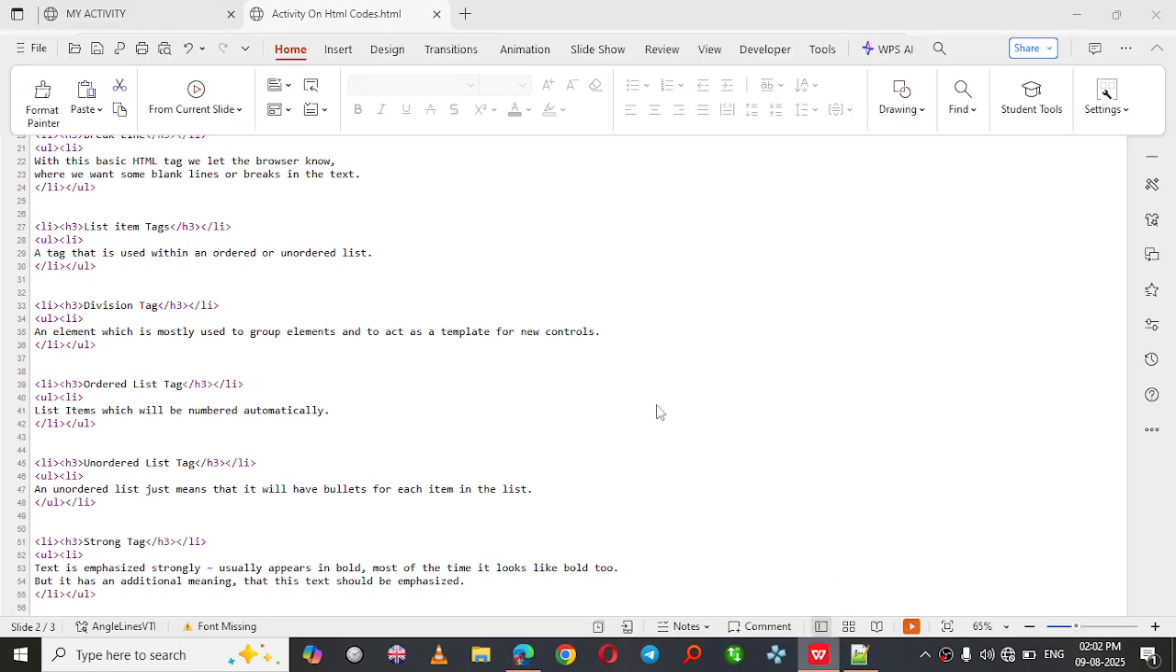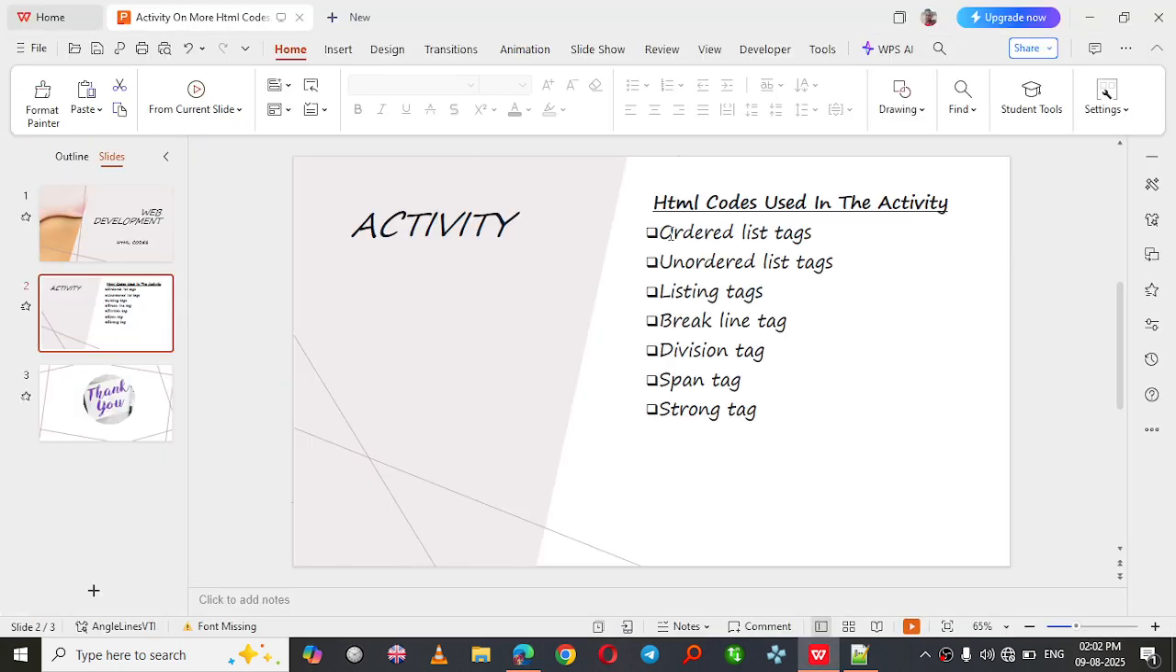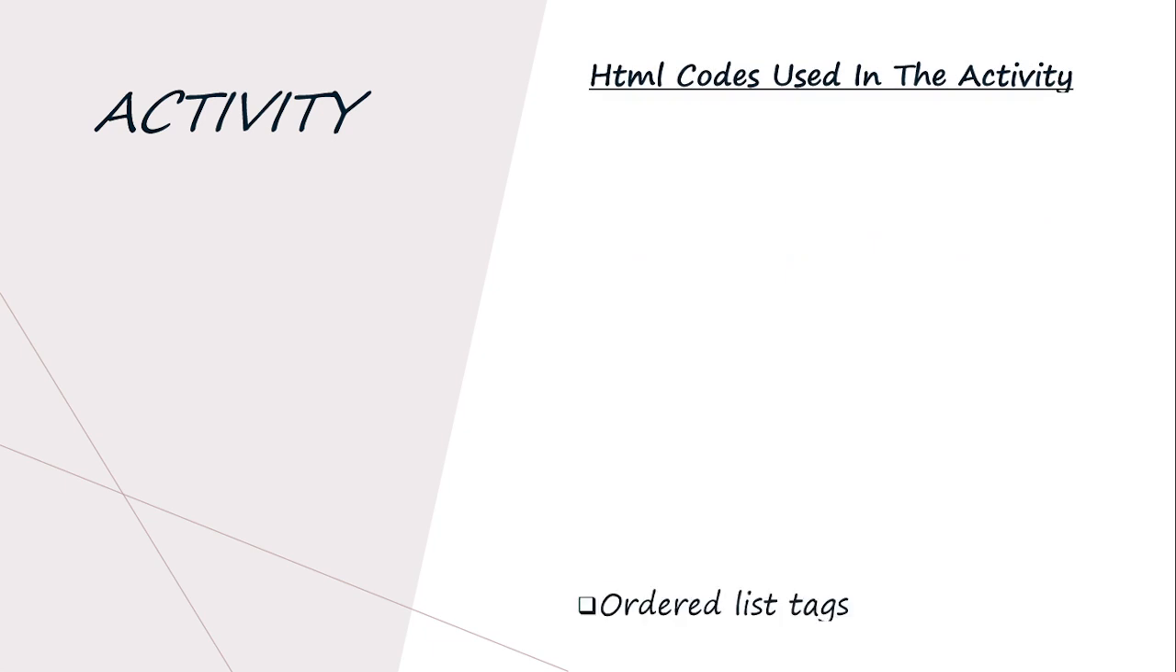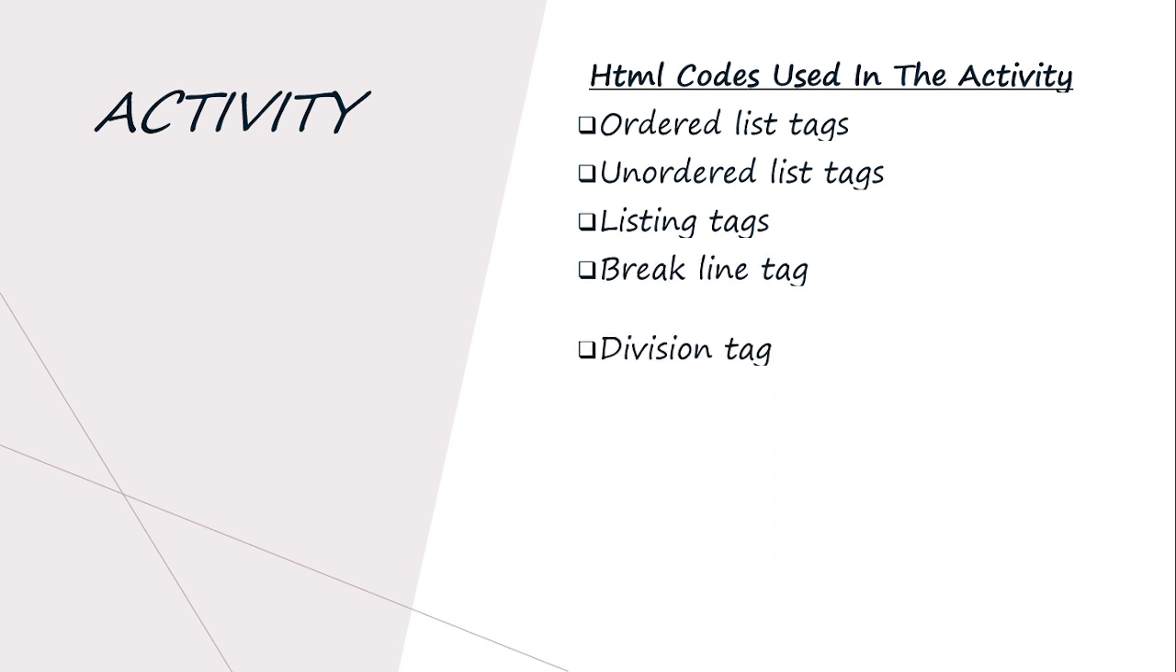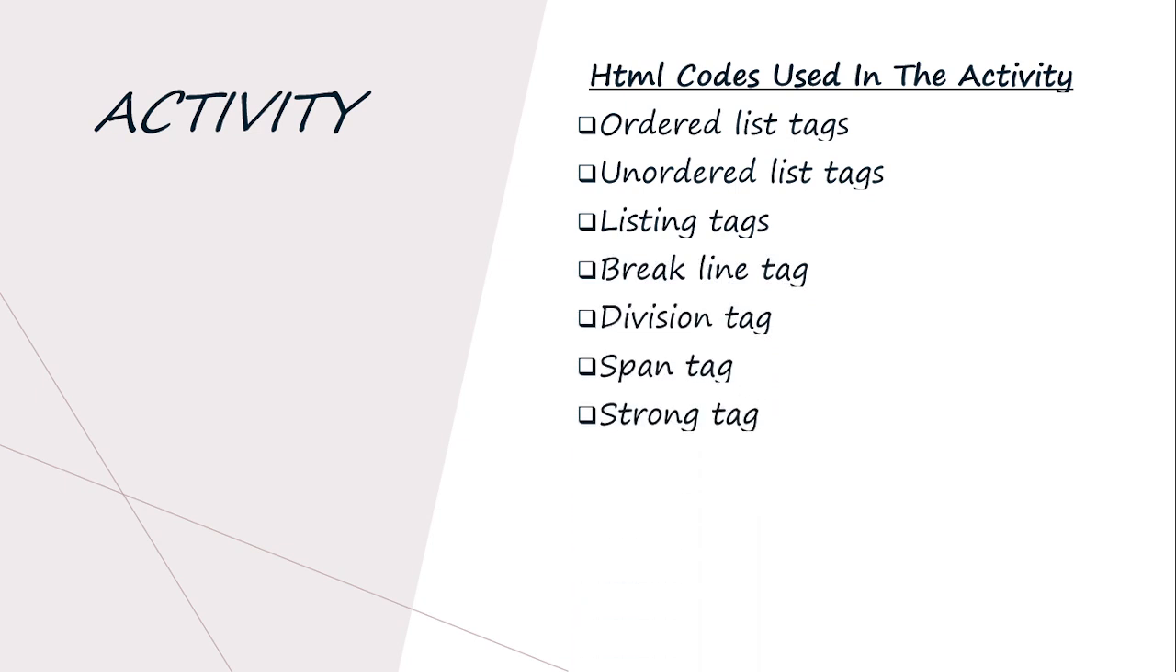I hope that's clear. Going through all of these which we were discussing in this activity, we said the HTML codes that we've used, all of them: ordered lists, unordered lists, list item tags, break line tags, division tags, span tags, and the strong tag. So all these are the ones that I've covered in this activity. They are like 7 of them.